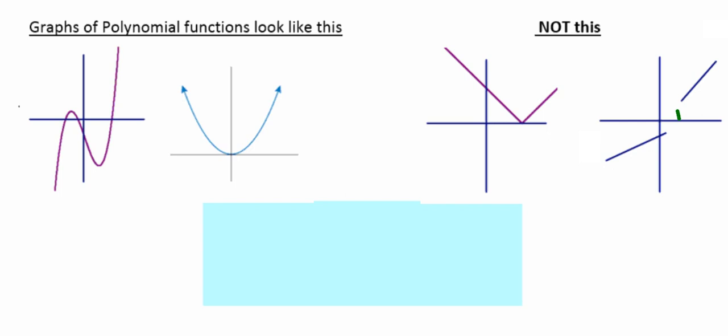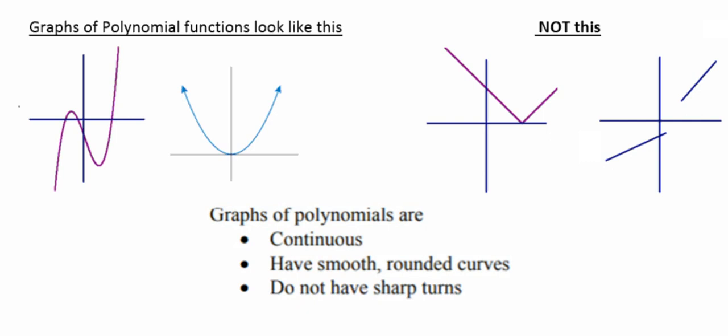So what does that mean? And let's get rid of that green. That's not supposed to be there. What does that mean? Graphs of polynomials have to be continuous. They are continuous. When you think of quadratics, cubics, those are polynomials that are continuous.